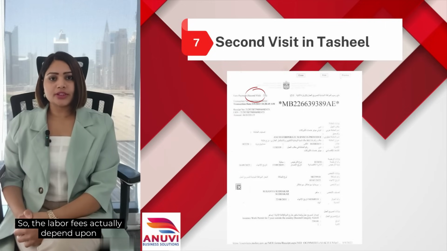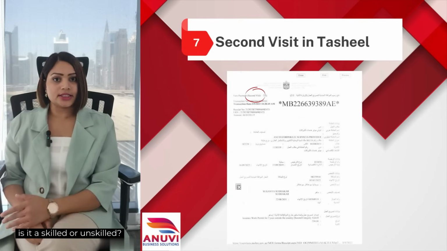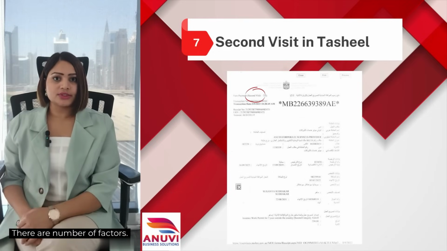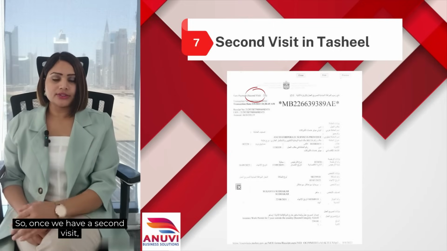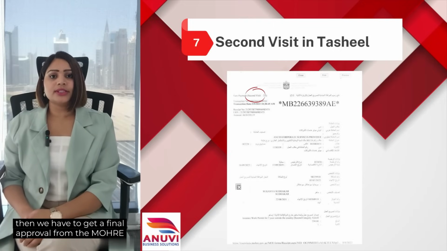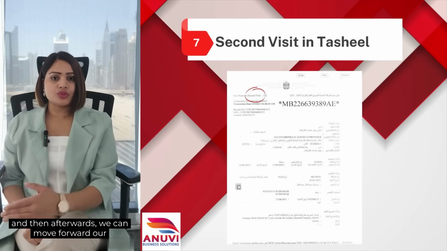The labor fees actually depend on the category. For the employee, is it skilled or unskilled? There are a number of factors, such as the category of the company. So we have to pay the fees accordingly, as per the authorities. Once we have completed the second visit, we have to get the final approval from MOHRE, and afterwards we can move our application forward to the immigration.